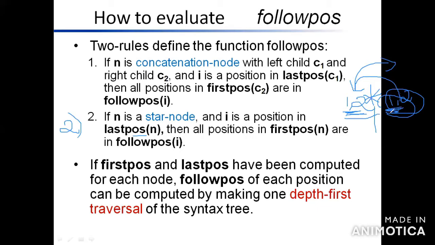So you have to complete the last position. Every position in the last position is followed by all positions in the first position of n. After that, the first position of n, 1 and 2, can be followed with the next positions. So this is for the second function, the star node, and the earlier one is for the concatenation node. These are the two rules for defining the follow positions. First you have to complete the first position and last position for each node.